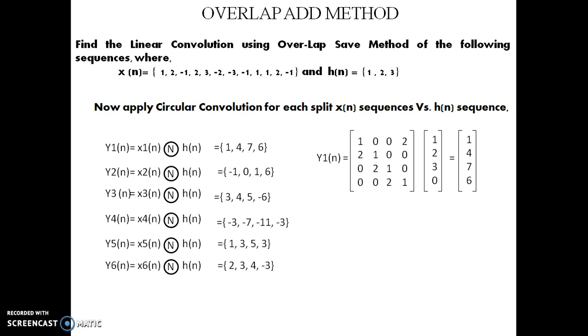Similarly for the other parts, if we consider y2n, we again use circular convolution with the matrix multiplication method and get the value -1 0 1 6. y3n is 3 4 5 -6, y4n is -3 -7 -11 -3, y5n is 1 3 5 3, and y6n is 2 3 4 -3.